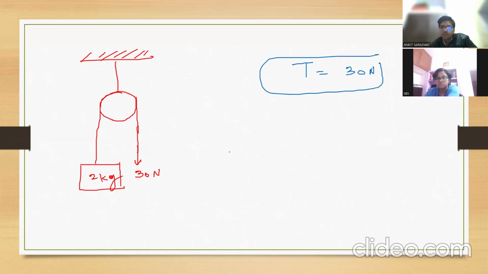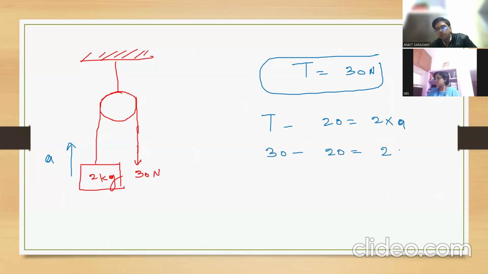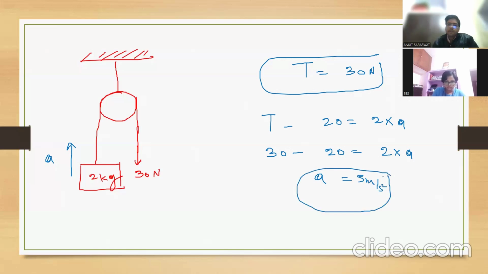Clear? Concept is that. I will also write. Then simply draw the free body diagram of this. You will get the acceleration: T minus 20 equal to 2 into a. Tension is equal to applied force. 30 minus 20 is equal to 2 into a. So what is the answer? 5 meter per second square. Clear? Now, so the concept which we have learned, you can write.